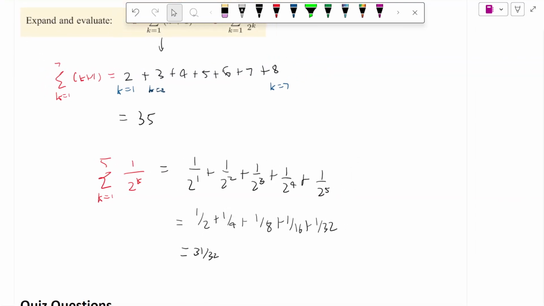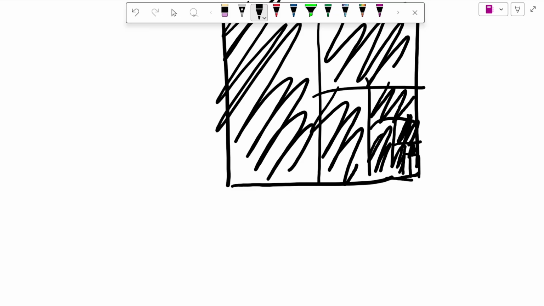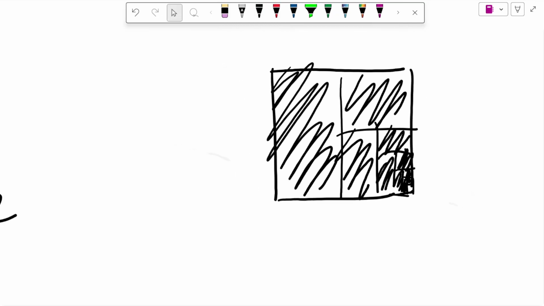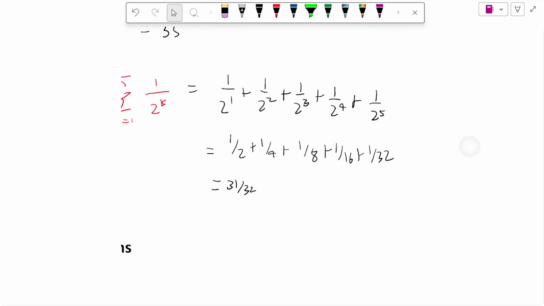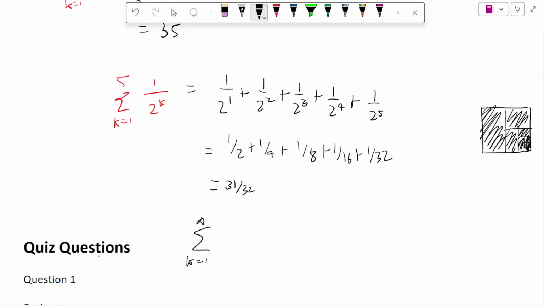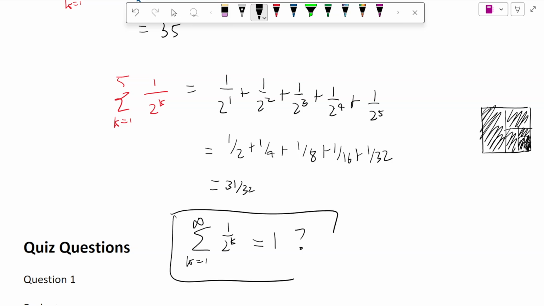A good analogy for this is you're trying to color in a square. It wasn't a very good square. And you start by coloring in half of it. And then you color in half of what's left, and then you color in half of what's left, and so on. And you're always slightly short of the full thing being colored in, but you're going to get really, really close. And if you let this sum go up to infinity, so k is 1 to infinity of 1 over 2 to the k, you have to be a little bit careful how you define this formally, but it seems like it should equal 1, which is really cool.